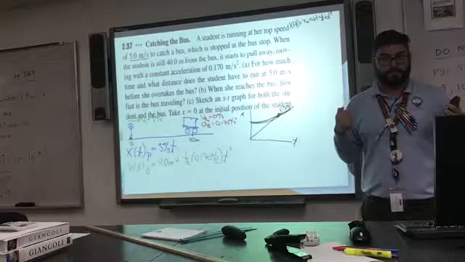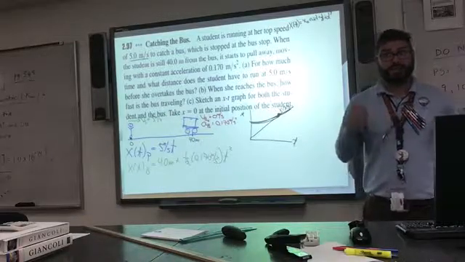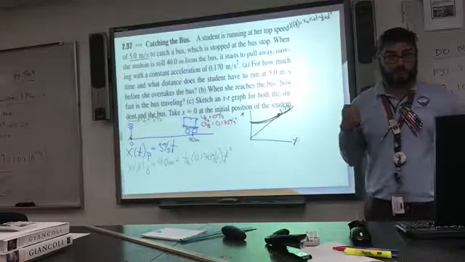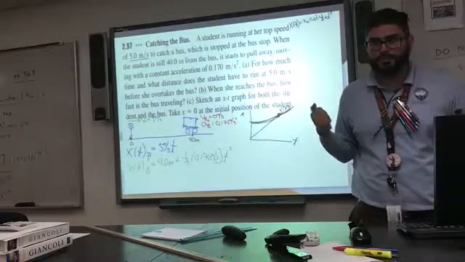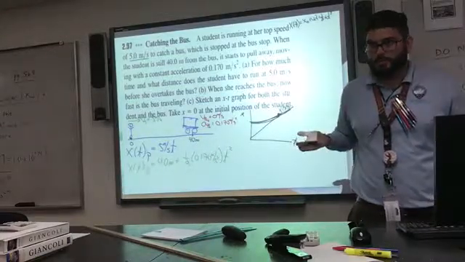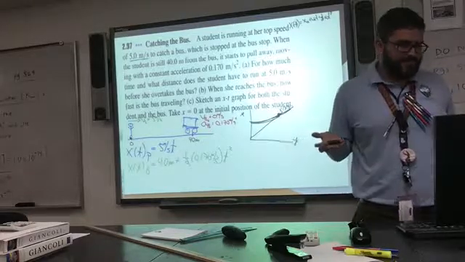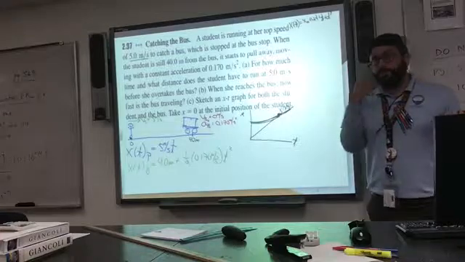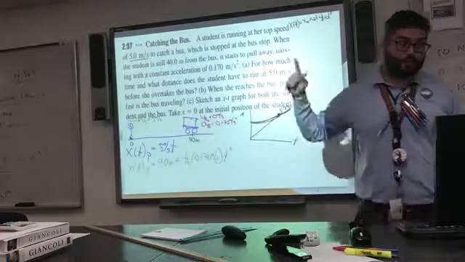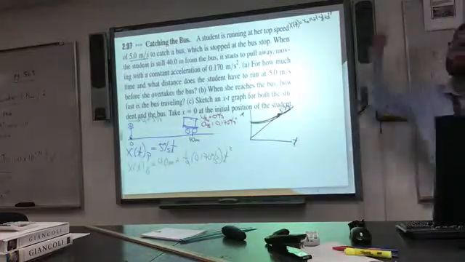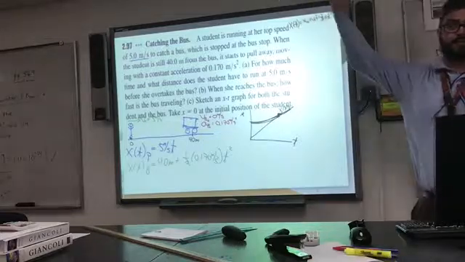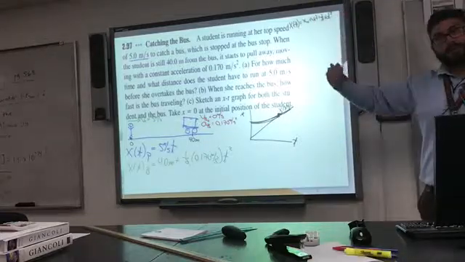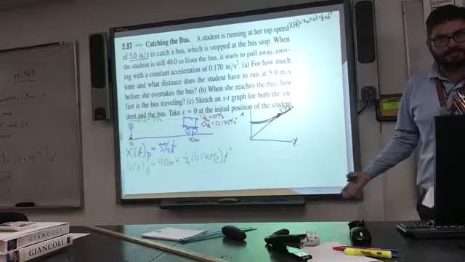What do you mean 40 more? Well, the girl is 40 behind. Yeah, but she catches up. She does catch up, so she's going to run 40 more. The position should be 40 more. They're in the same position, but the question says over what distance does the student have to run? So we figure out what position they're at, and we just add the 40.